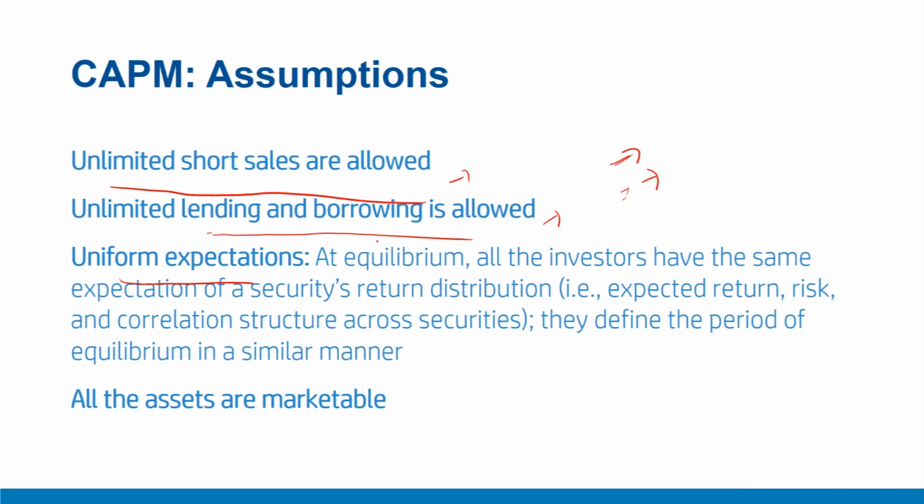It is assumed that in equilibrium, all investors have uniform expectations about a security in terms of its expected return and variance for a given period. Also, they define the period in a similar manner. For example, in the context of portfolio selection, all the investors have identical expectations about expected returns, variance of returns, and correlation structure across all the pairs of stocks.